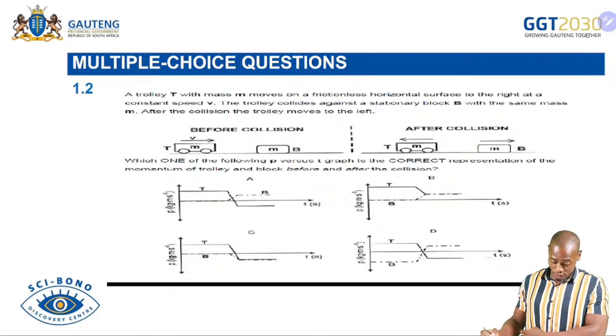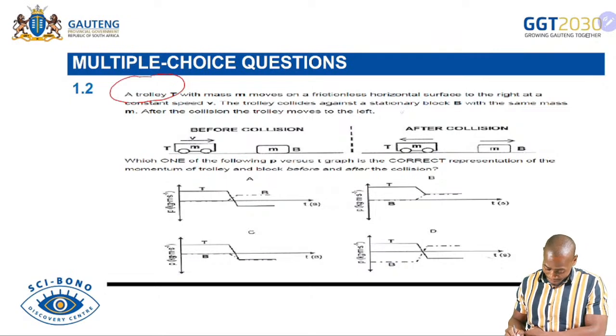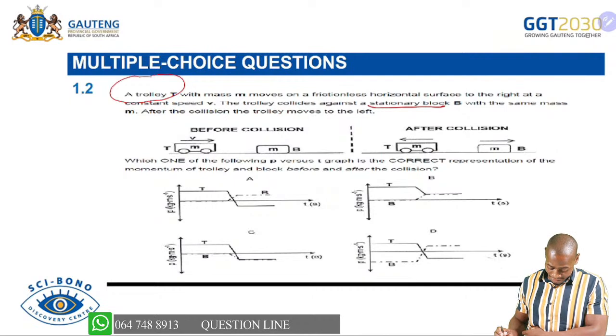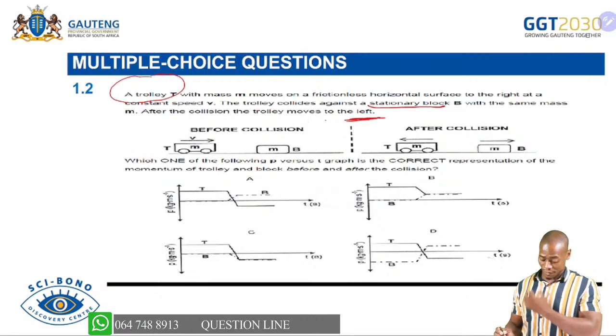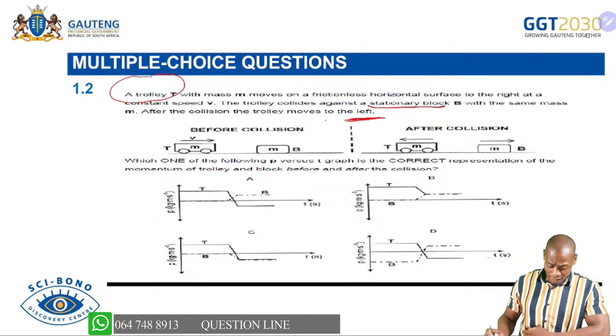And then number 1.2. A trolley T with mass M moves on a frictionless horizontal surface to the right at constant velocity V. The trolley collides against the stationary block B. So T is moving, but B initially, before collision, is stationary, with the same mass M. After the collision, the trolley moves toward the left. The trolley moves to the left.